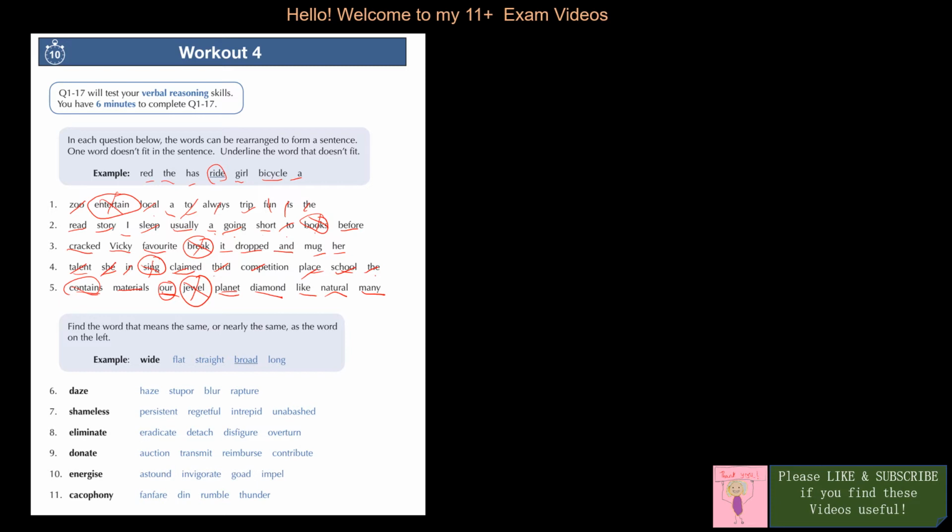So the next question is saying, find other words that mean the same or nearly the same as the word on the left. So you have wide, and then you have flat, straight, broad, long. The broad, you see, is nearly the same. So when you say dais, the word that means nearly the same is probably stupa.